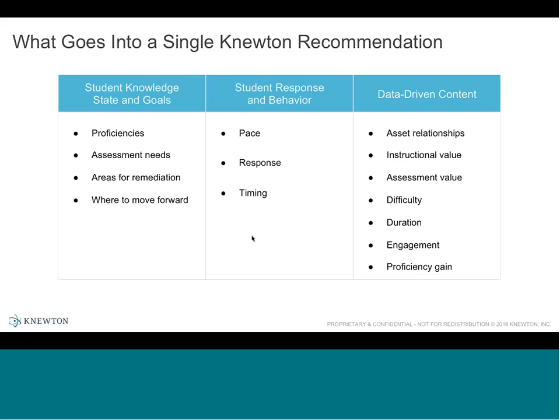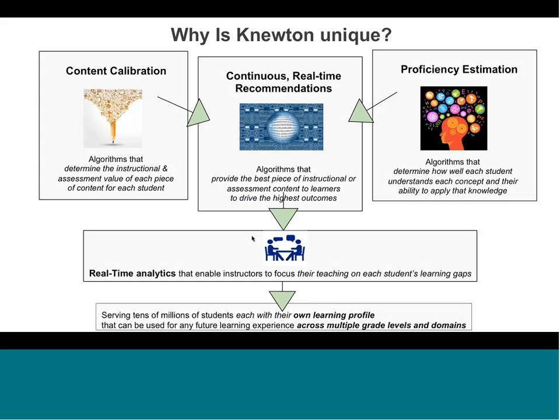So how are we different, and how does that difference impact learning? Again, this is all tied into one visual aid. You can see on the left side the algorithms that determine the instructional and assessment value of each piece of content for the content calibration. And then on the right, the proficiency estimation, the algorithm that determines how well each student understands each concept and their ability to apply that knowledge. And then the engine makes the continuous real-time recommendation, also algorithm-based, which provides the best piece of instructional or assessment content to learners to drive the highest outcomes. The benefit is to the instructor, receiving real-time analytics so that the instructor can focus their teaching on each student's learning gap. And serving tens of millions of students, each with their own learning profile, that can also be used for any future learning experience across multiple grade levels and domains.